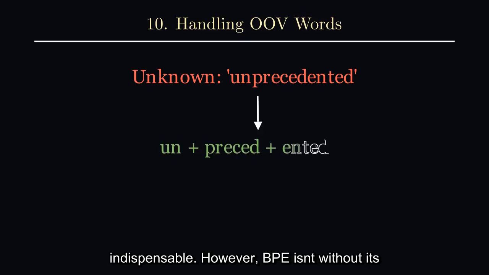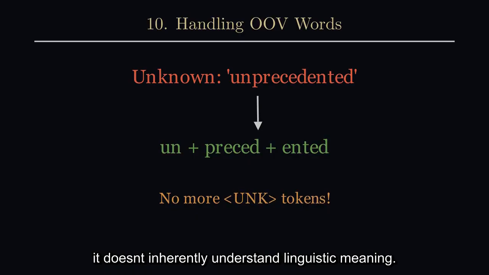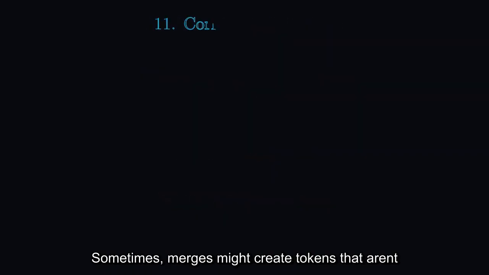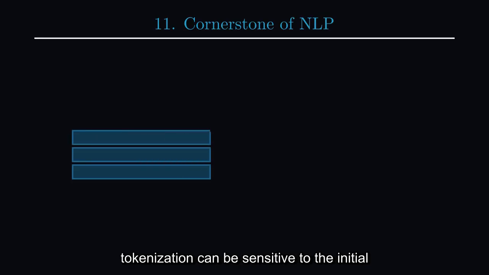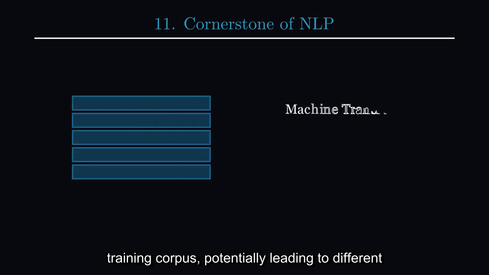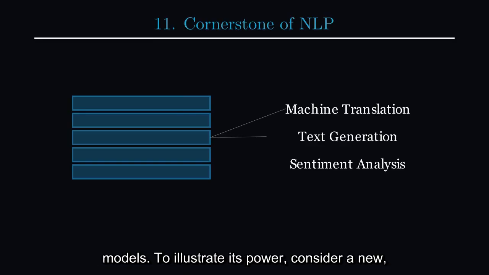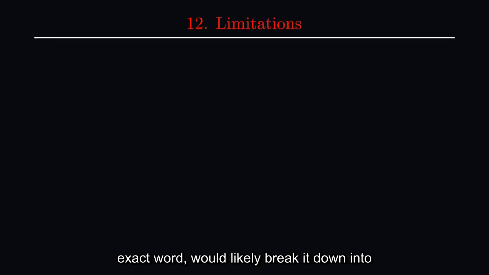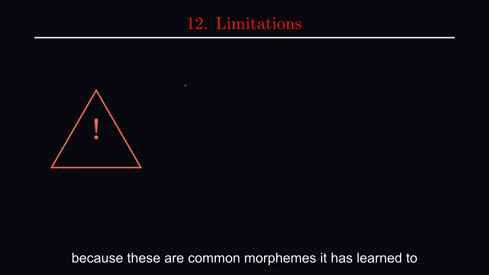However, BPE isn't without its limitations. The purely statistical approach means it doesn't inherently understand linguistic meaning. Sometimes, merges might create tokens that aren't semantically intuitive. Furthermore, the final tokenization can be sensitive to the initial training corpus, potentially leading to different tokenizations for the same word across different models. To illustrate its power, consider a new, never-before-seen word like unbelievable. A well-trained BPE model, even if it hasn't seen this exact word, would likely break it down into meaningful subword units like un, believe, and able, because these are common morphemes it has learned to merge.